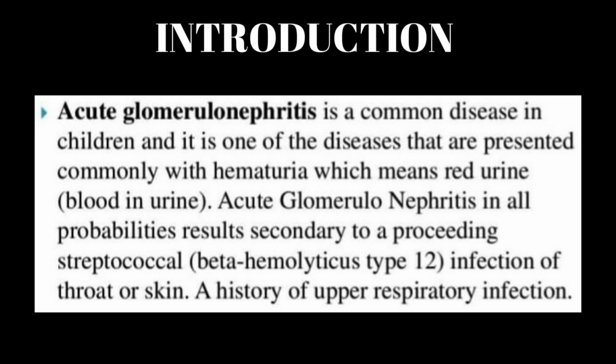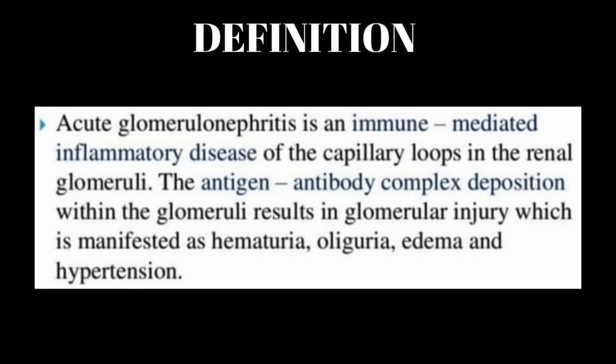Acute glomerulonephritis is a common disease in children and it is one of the diseases that are presented commonly with hematuria, which means red urine. Acute glomerulonephritis in all probabilities results second to a preceding streptococcal infection of throat or skin, a history of upper respiratory infection. Then we will talk about definition of acute glomerulonephritis.